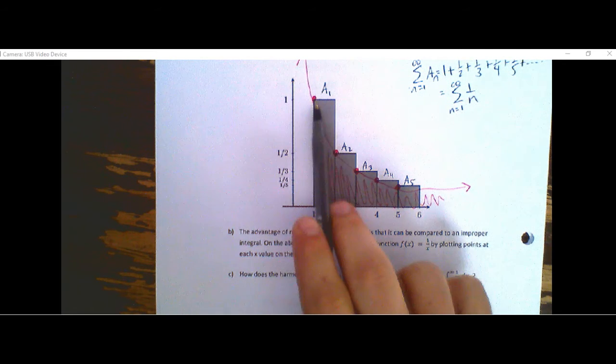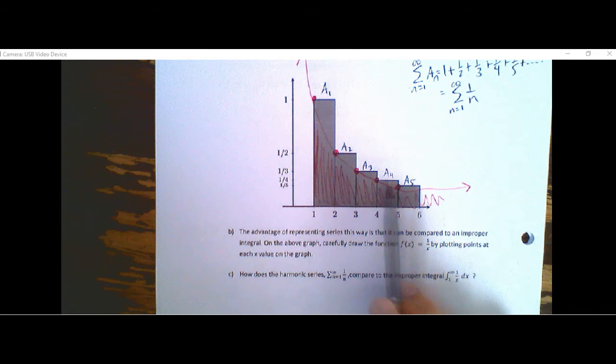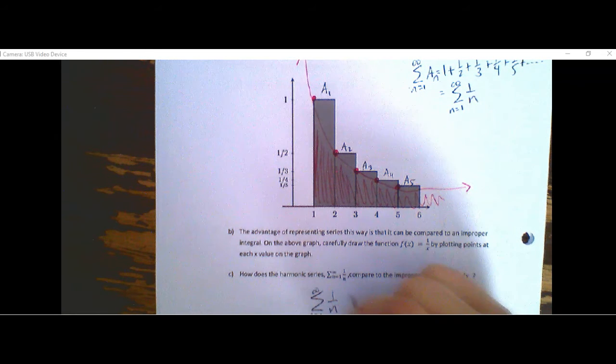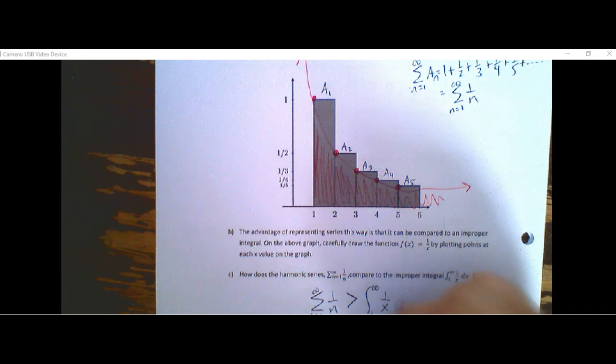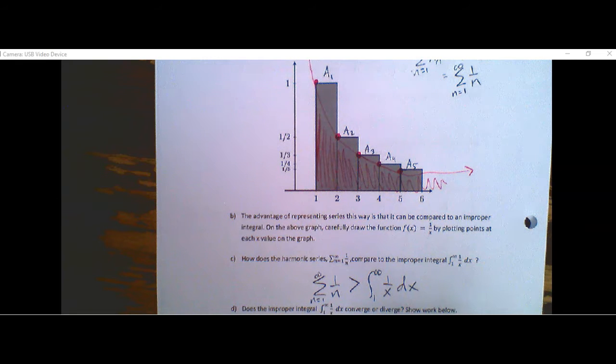Well, we notice that all of the rectangles for the series are above that curve, right? A portion of them is above the curve. So we can see that the infinite sum is larger than the improper integral. So here, sigma n goes from 1 to infinity of 1 over n is greater than the integral from 1 to infinity of 1 over x dx. All right? Because those rectangles lie above the shaded area.